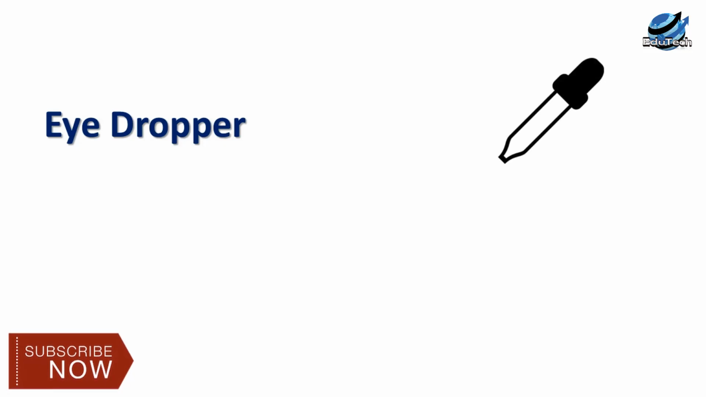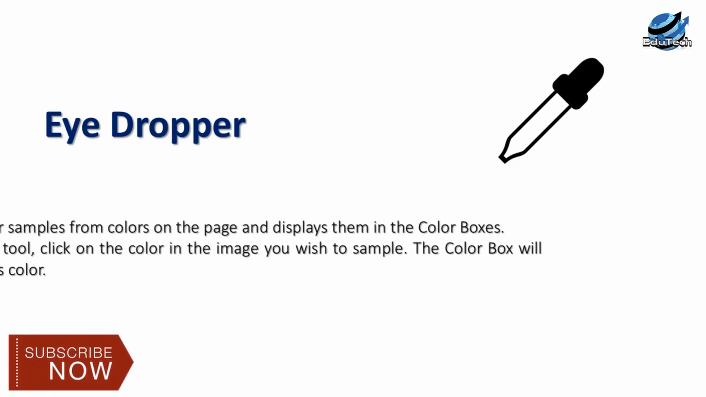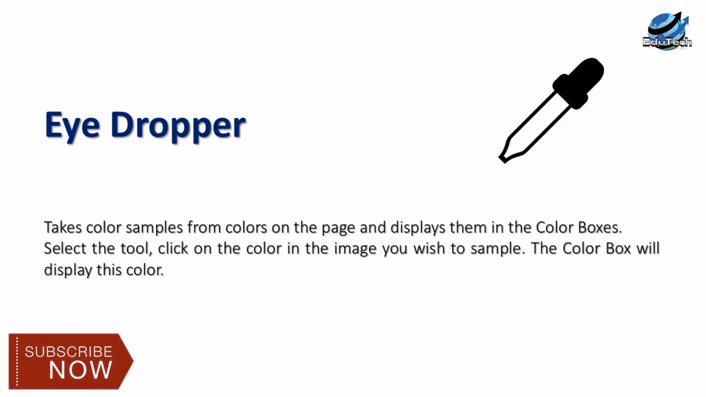Eyedropper. Takes color samples from colors on the page and displays them in the color boxes. Select the tool, click on the color in the image you wish to sample. The color box will display this color.